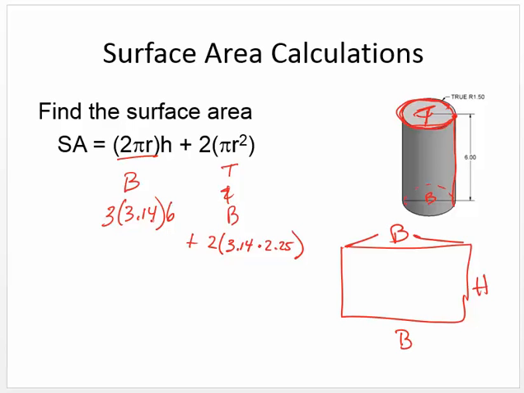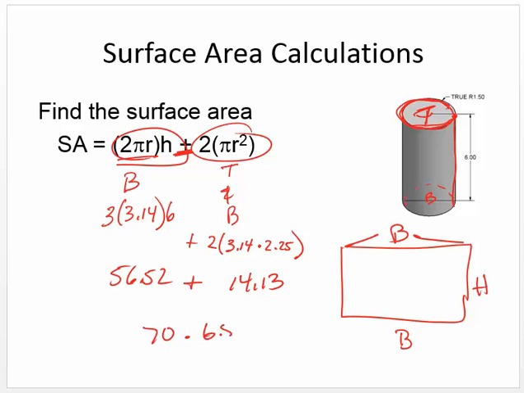So now I'm going to multiply these up. 3 times 3.14 times 6 is 56.52. That's this first part. Now I have to do the last part, and that's multiplying these. 2 times 3.14 times 2.25 gives me 14.13. I do this middle part here which says to add them together, and I'm going to get 70.65 square inches. That's my surface area.